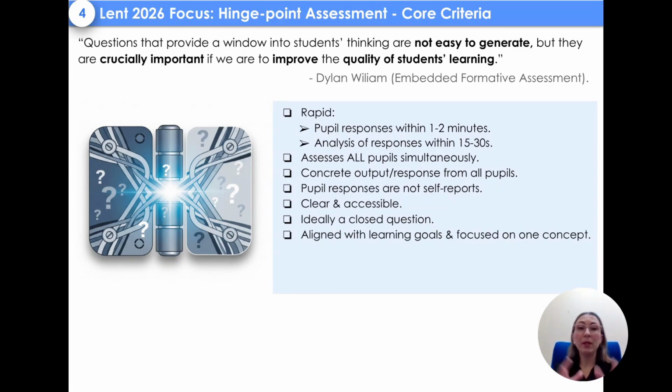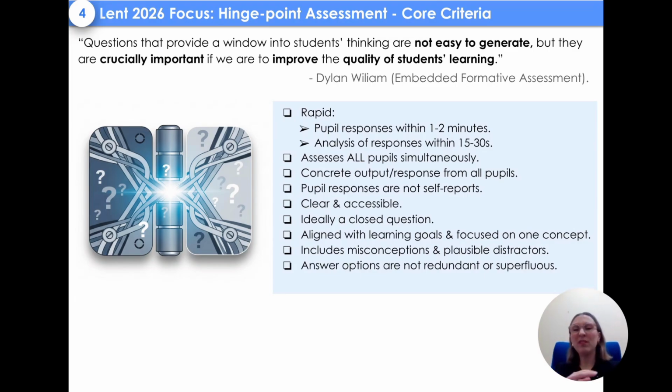Each hinge point assessment should be aligned with the learning goals and focused on one concept that has been specified from those learning goals. All of the wrong answers need to include misconceptions, so they've got to be plausible. The pupils can't just guess the right answer because all of the others are just silly. So we don't want that happening. Therefore, it's better to not have any superfluous or redundant answer options, although there is a line of thinking that suggests that if you have a hinge point assessment with multiple correct answers, that can be challenging and challenge the pupils to think deeply, and that can actually be illuminating as well.